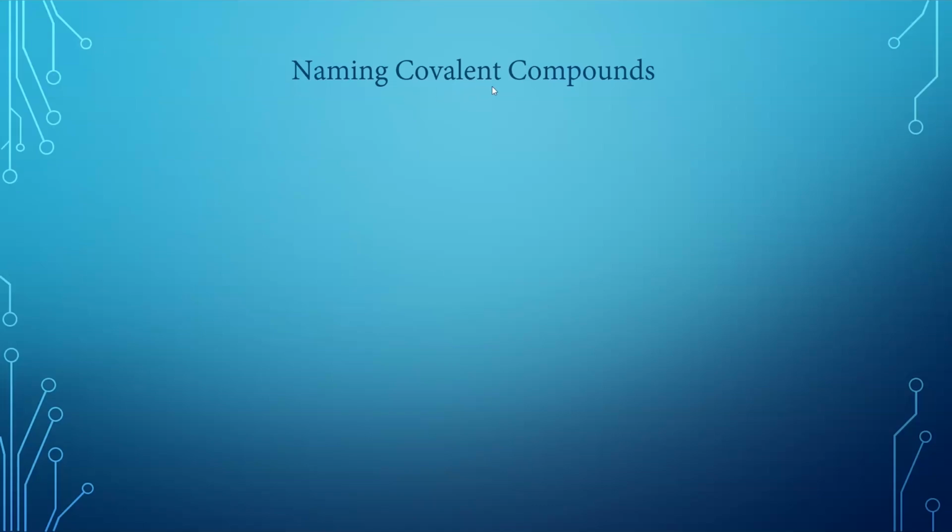Covalent compounds are made of nonmetals. Ionic compounds invariably consist of a metal and a nonmetal. Covalent compounds consist totally of nonmetals. That's an easy way to recognize them.